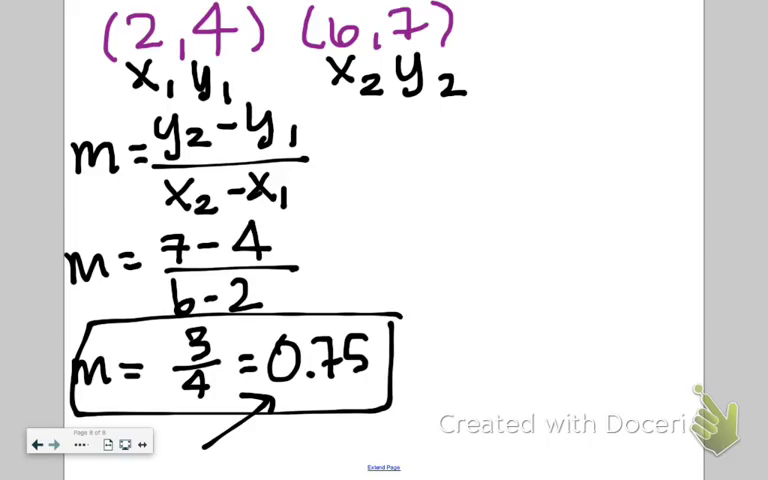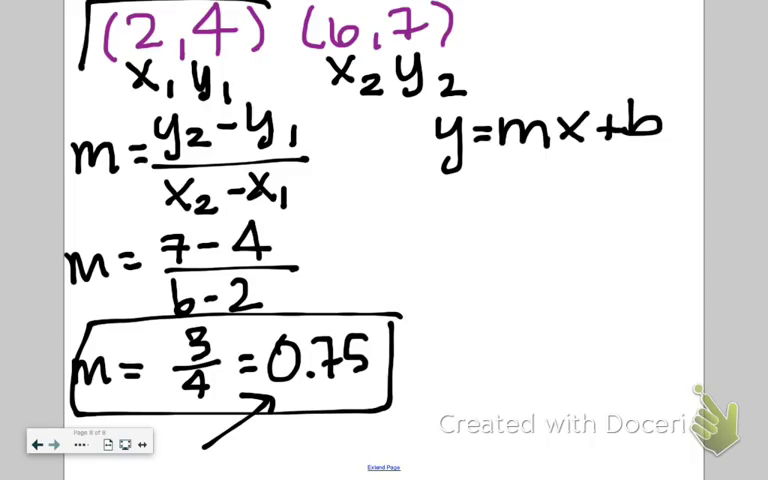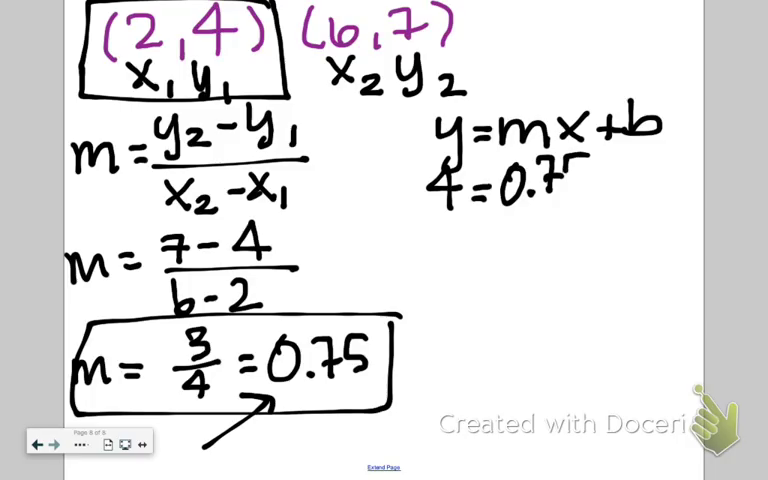All right, so the next step to calculate b is I have to pick an ordered pair and I have to pick the slope. And I'm going to substitute those values into y equals mx plus b. You can pick either ordered pair. I'm going to pick the first one. No reason, just because it's there and it's first. So I'm going to substitute 4 in for y. So 4 equals, the slope is 0.75 or 75/100ths, or if you'd rather deal with fractions, you can do 3/4, times x plus b.